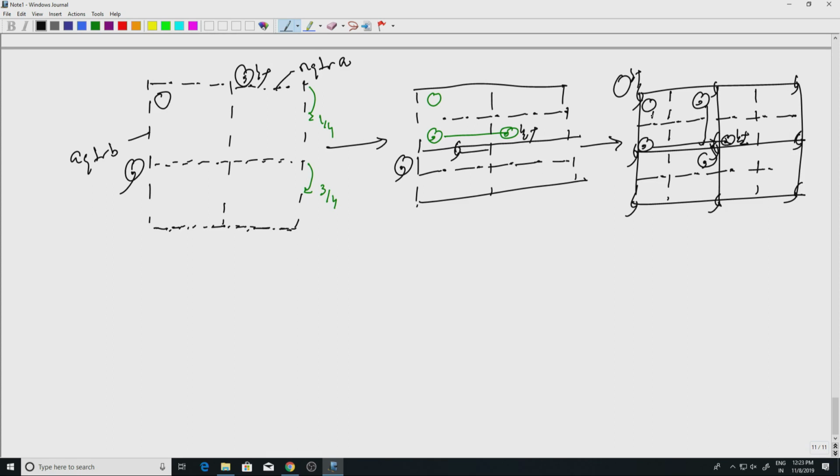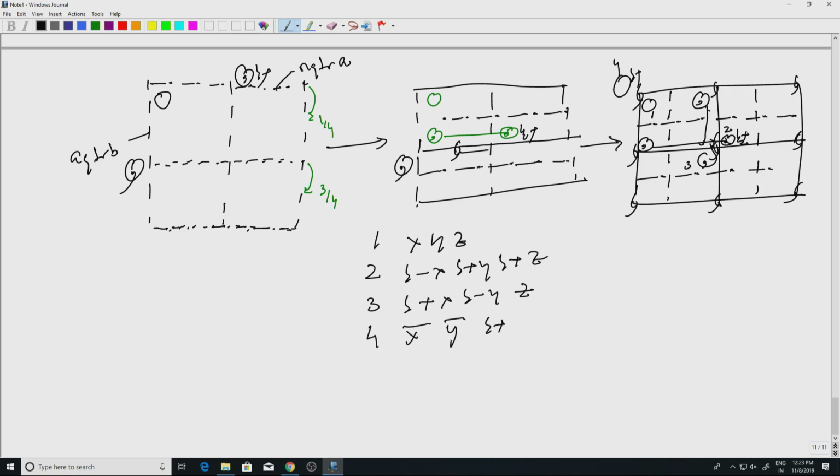So 1, 2, 3, 4. 1 is x, y, z. 2 is half minus x, half plus y, half plus z. 3 is half plus x, half minus y, z. 4 is x bar, y bar, half plus z.